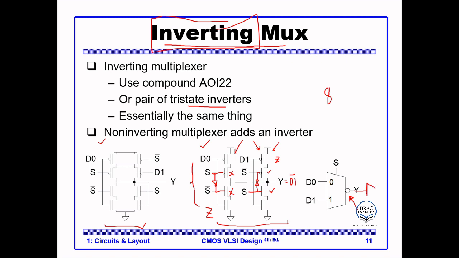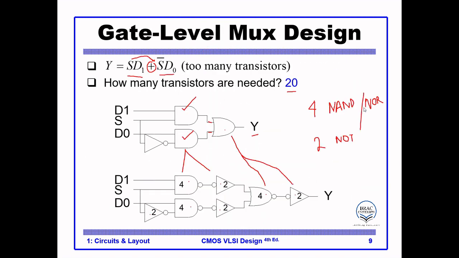And if we want to convert this into a non-inverting mux, then we will have to connect a NOT gate here and get its output. So even then we will need only 8 plus 2 equals 10 transistors, whereas we had used 20 transistors in the gate level design.